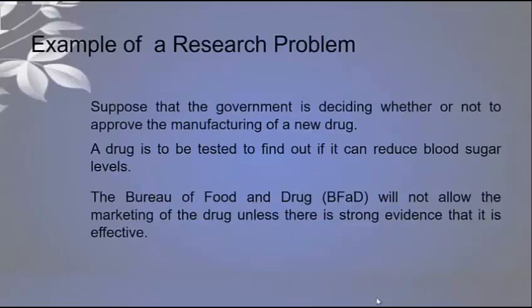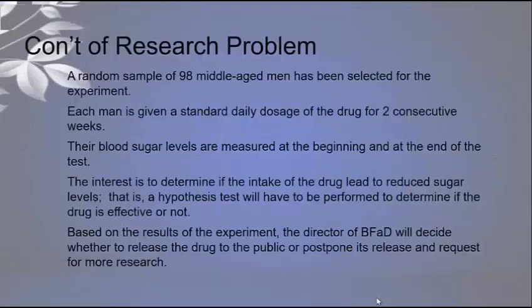Suppose that the government is deciding whether or not to approve the manufacturing of a new drug. A drug is to be tested to find out if it can reduce blood sugar level. The Bureau of Food and Drug will not allow the marketing of the drug unless there is strong evidence that it is effective. A random sample of 98 middle-aged men has been selected for the experiment. Each man is given a standard daily dosage of the drug for 2 consecutive weeks. Their blood sugar levels are measured at the beginning and at the end of the test.